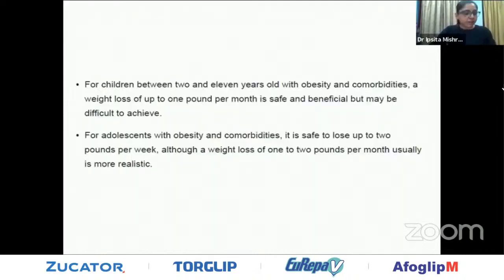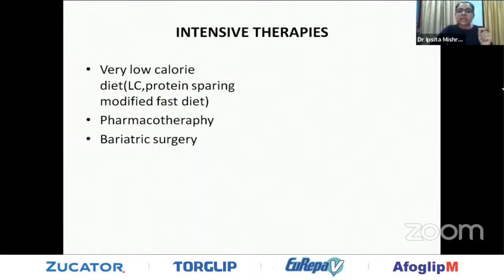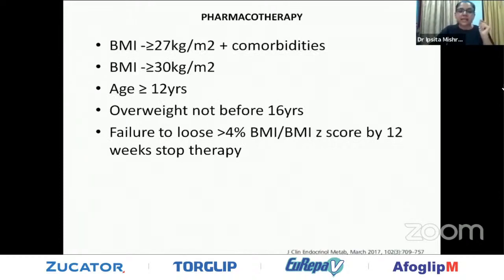So what is the target of weight loss? For a child between 2 to 11 years, we want a weight loss target of 1 pound per month. And for adolescents with obesity and comorbidities, we want a target of weight loss of 1 to 2 pounds per month, which will be realistic, or 2 pounds per week if at all possible. Intensive therapies include a very low calorie diet, a low carb or protein sparing modified fast diet, pharmacotherapy, and bariatric surgery.